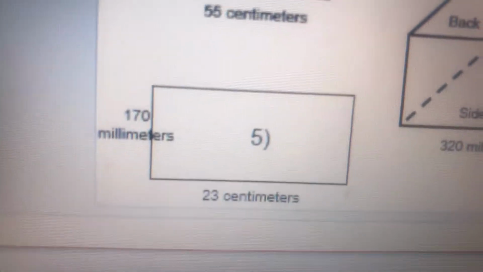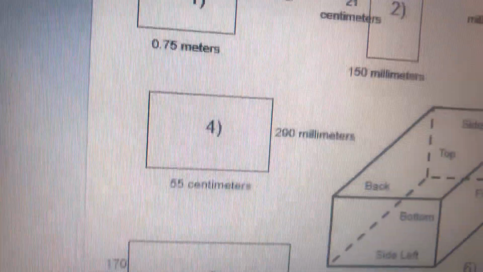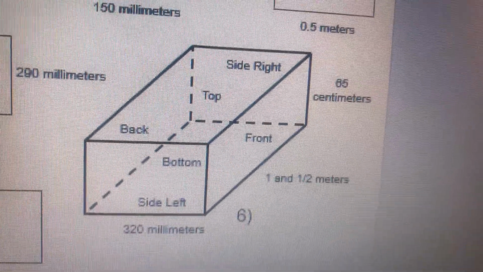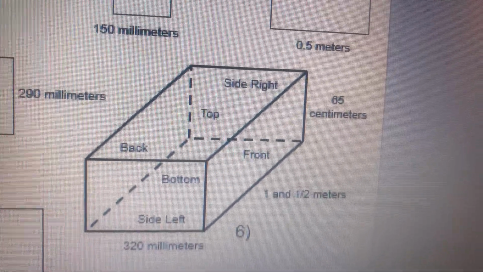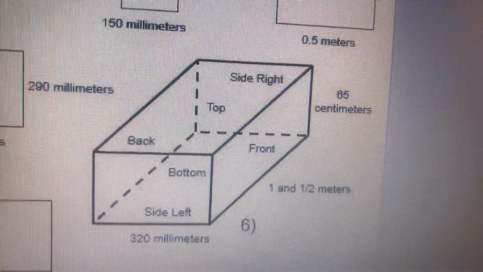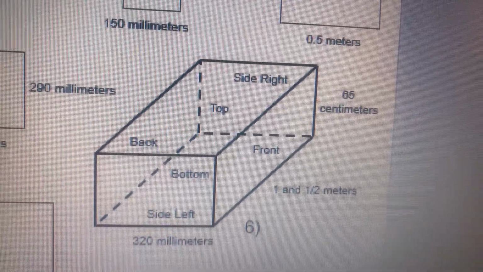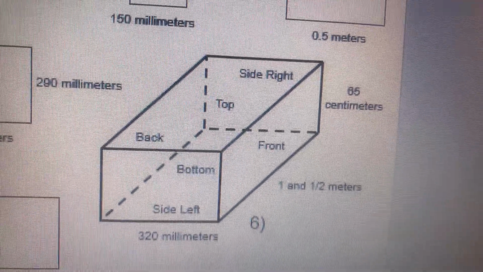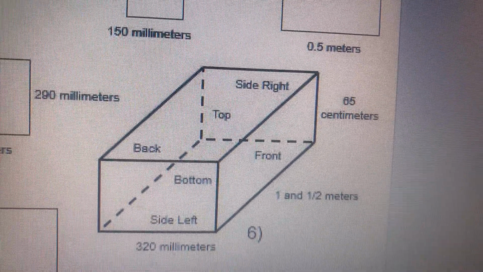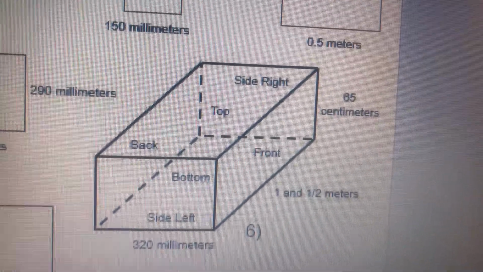In centimeters and millimeters, you can see that we have 4, 5, 6, and so here we have a box. In this case, the total volume, which would be V instead of area, is equal to the length times the width times the height. And the height is 65 centimeters, which is already in centimeters. The length is 1.5 meters, and I'm going to convert that. We know that 1 meter in centimeters is 100, so another half is 150.